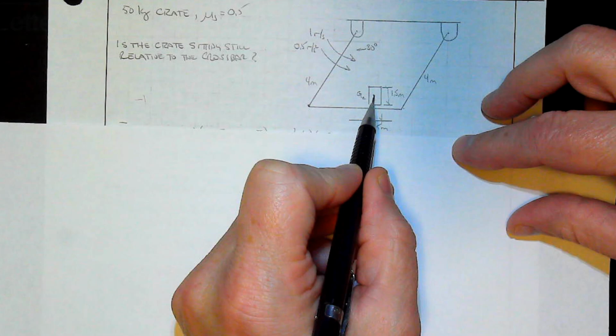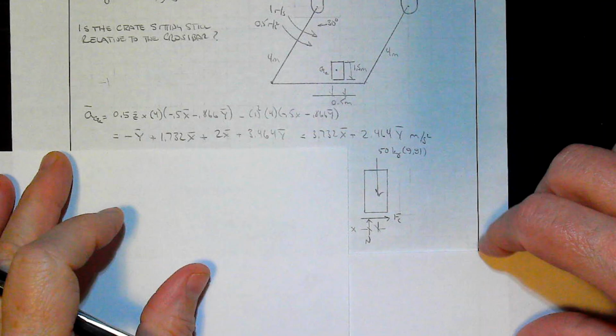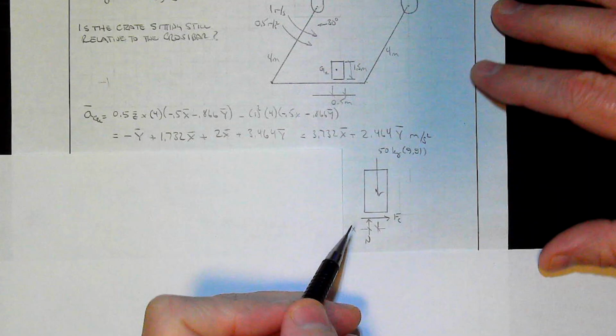And if we look at the parallelogram, we see there's this box, a 50 kilogram crate. The coefficient of static friction from the crate to this rod is 0.5. It's given up here. And the question is: is the crate sitting still relative to this crossbar, or is it tipping and slipping?